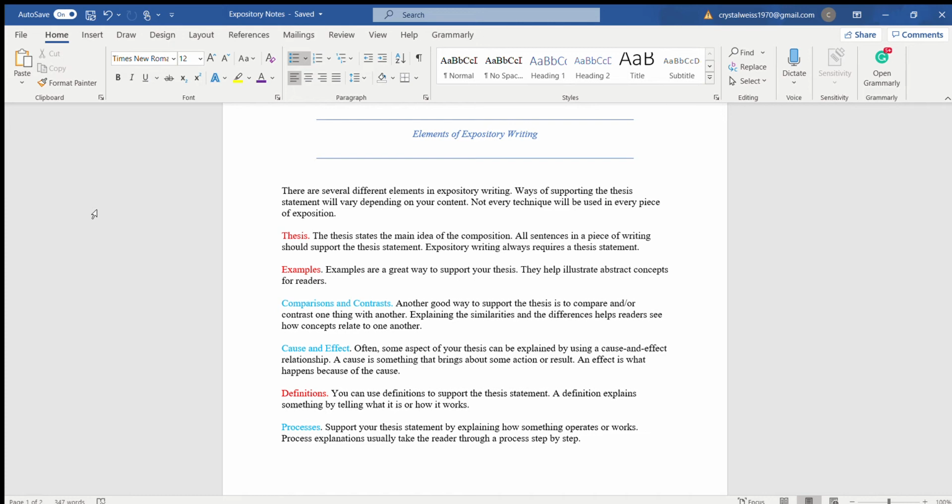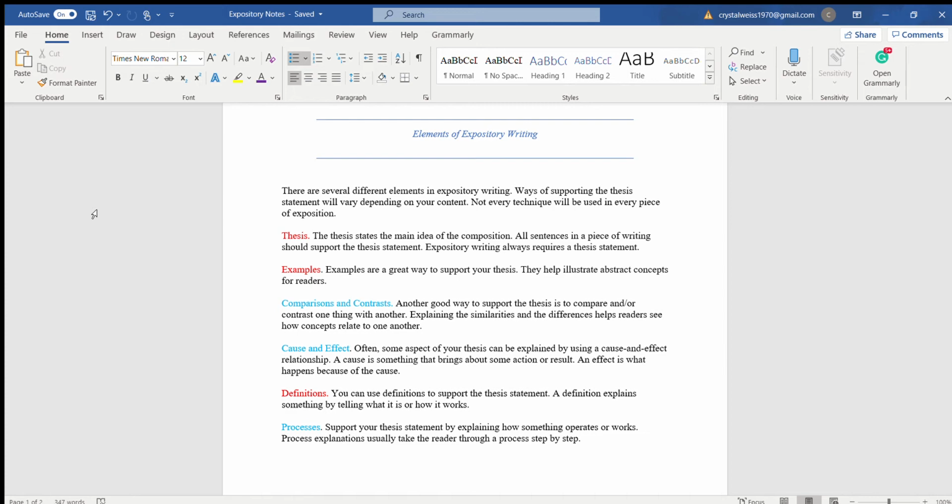With doing comparison and contrast, sometimes it runs into cause and effect. Sometimes it includes a process. Definitions can be part of the example essay and can be part of a compare and contrast essay. So sometimes all of these things kind of blend in together. And that's how come I wanted to give you some more information about expositories.